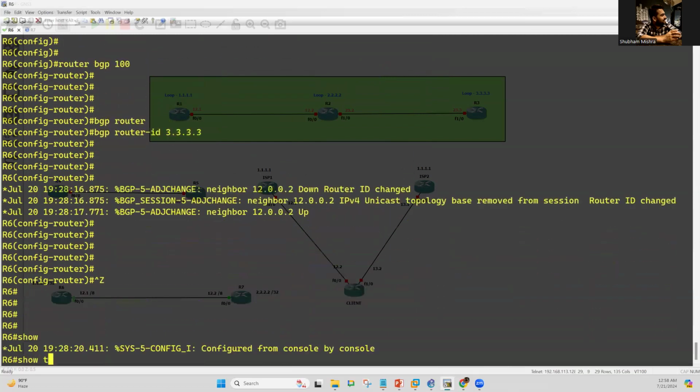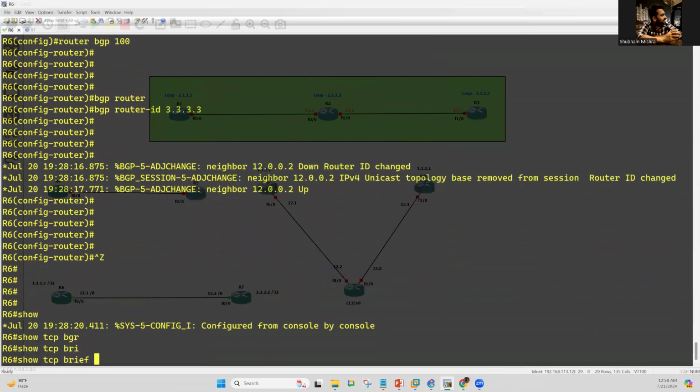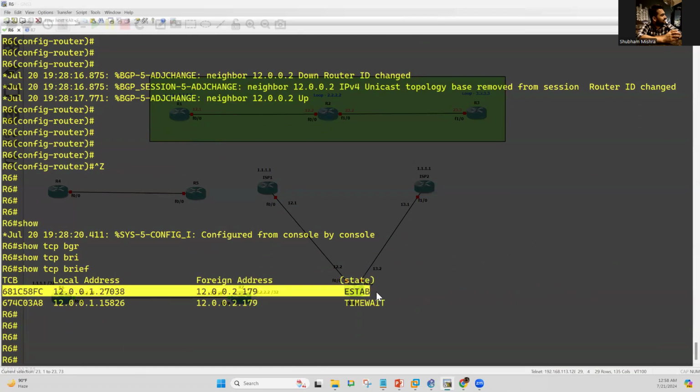Now, show TCP brief. I am writing one command, guys. When I write the show TCP brief command, I am getting one thing that is called time wait. What is that, guys? Here, see, there are how many TCP sessions? In your TCP table, there are two TCP sessions. That is established and that is time wait.